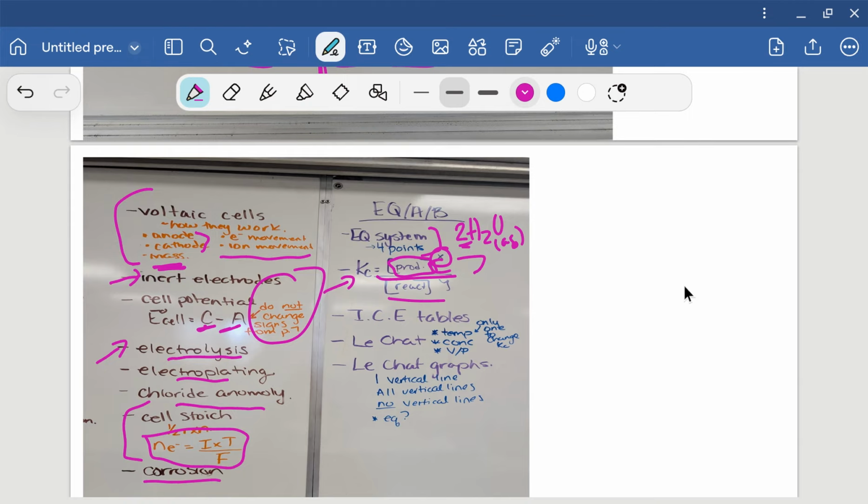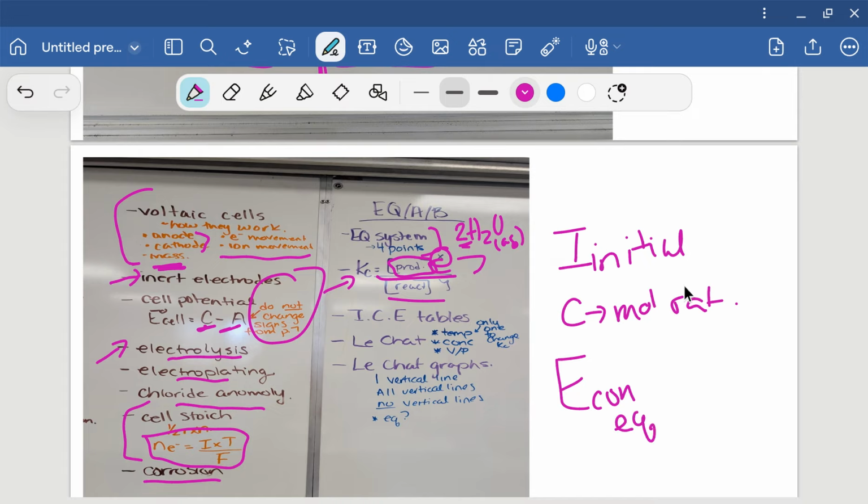You want to know how to make an ICE table. So if you have an ICE table, you know that your I is your initial concentrations, C is your change. It's based on the mole ratio. Reactants are used up, so you subtract them. Products are being formed, so add them. And E is your concentration at equilibrium. The values you get from this section of your table go into your Kc expression.